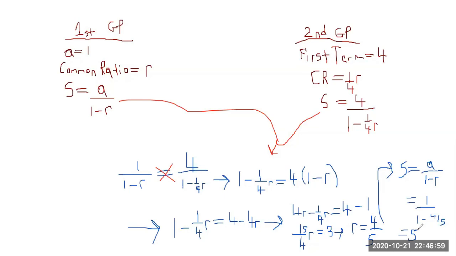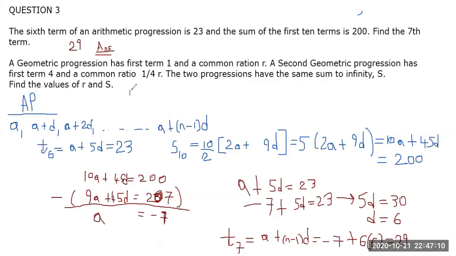Alright, so this is the final answer, s equal to 5. So we're going back to the page now with the question right here. We can say that the final answer for this is r is 4/5 and s is 5. So this is a typical arithmetic and geometric progression question. Easy.